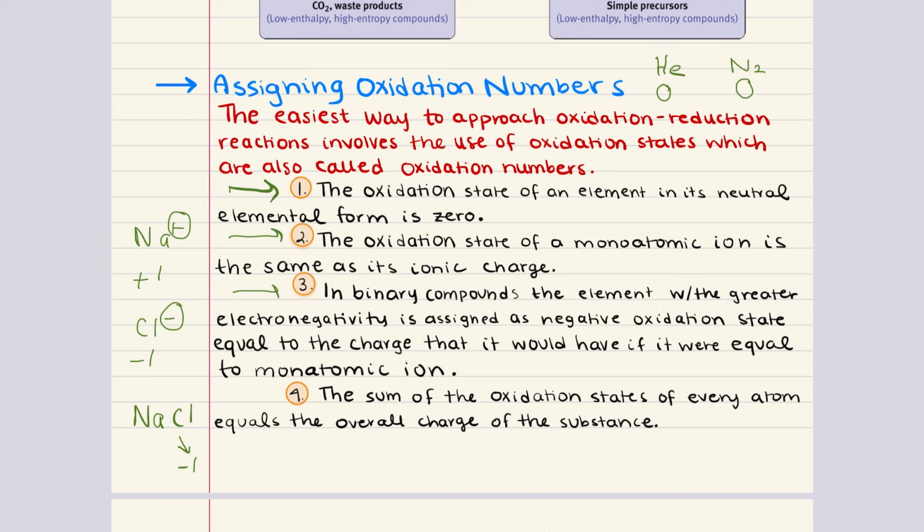Now, there's a lot that goes in here that we can discuss about different kinds of groups or elements and what their typical oxidation numbers will be in compounds. We're going to discuss that shortly.